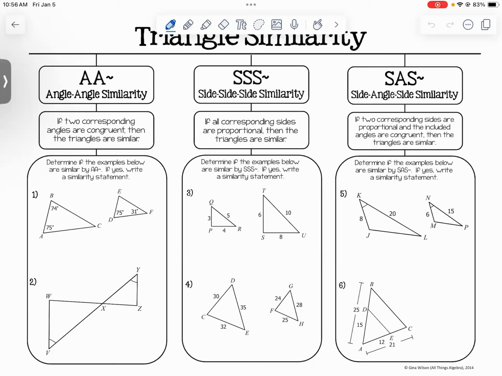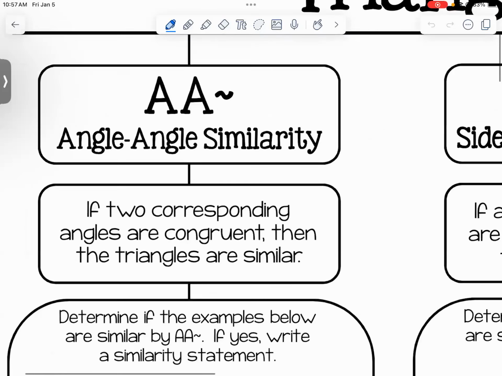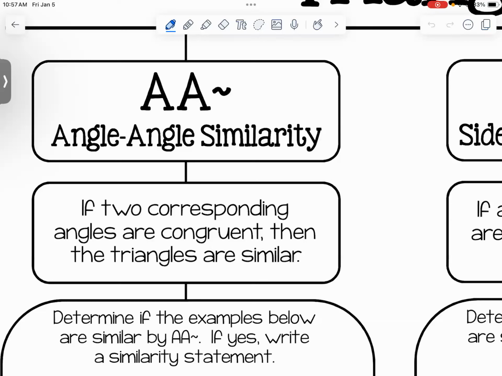So now we're saying, okay, here are some triangles. I'm not going to give you all of the information, but that's okay, because there are three ways to determine if we have similar triangles, given only a portion of the information. Okay, so the first one is angle similarity. If we know that two corresponding angles are congruent, then the triangles are going to be similar.